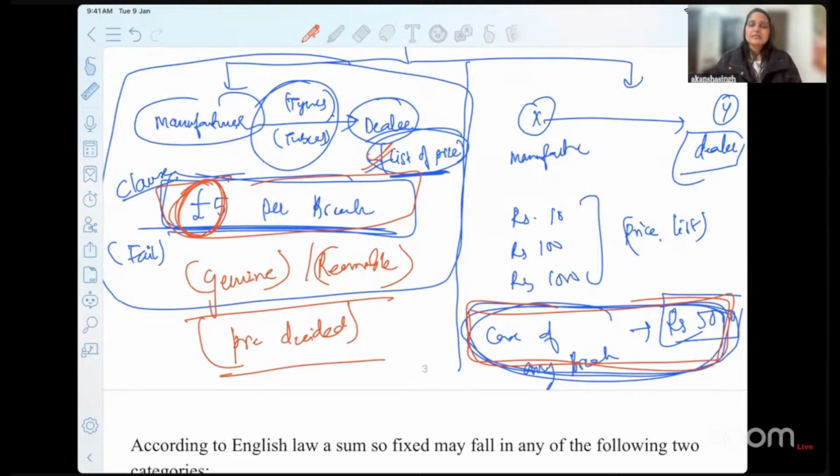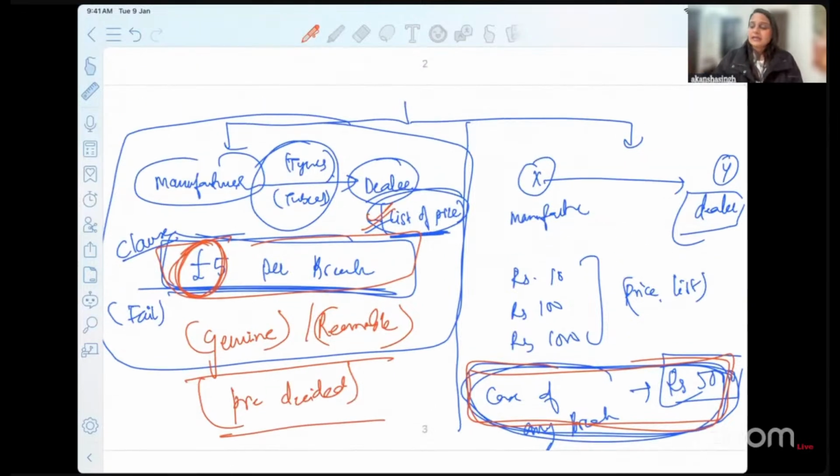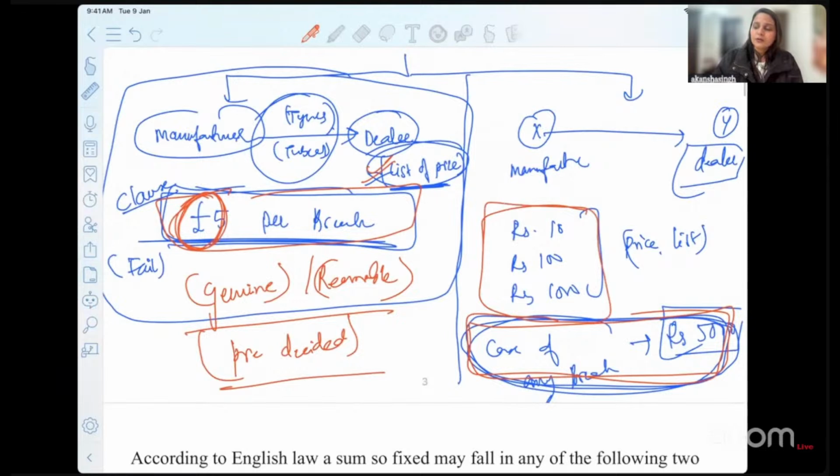But on the other side, when we talk about penalty, the intention of the party is that in case you do not follow any of this, there is a penalty. So to enforce the contract in a much more stringent manner, the parties may decide and the parties may agree to putting a penalty clause in the agreement.